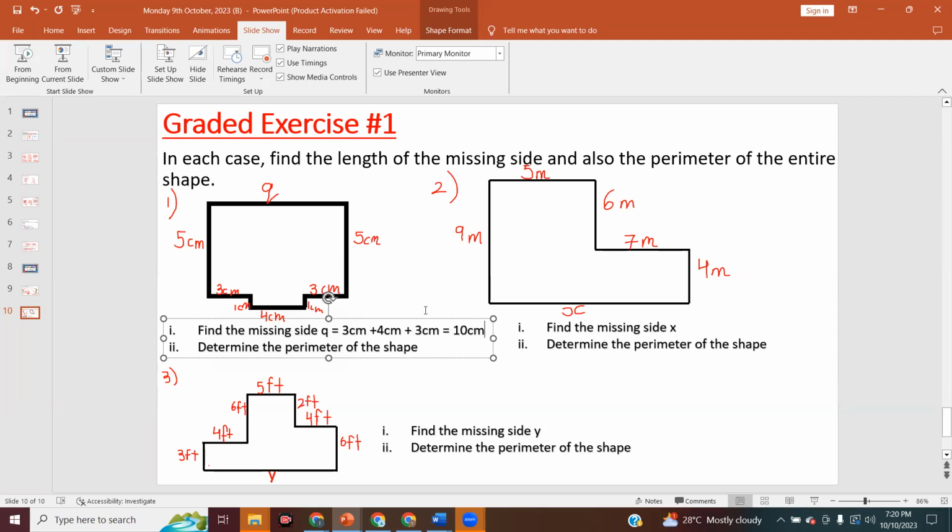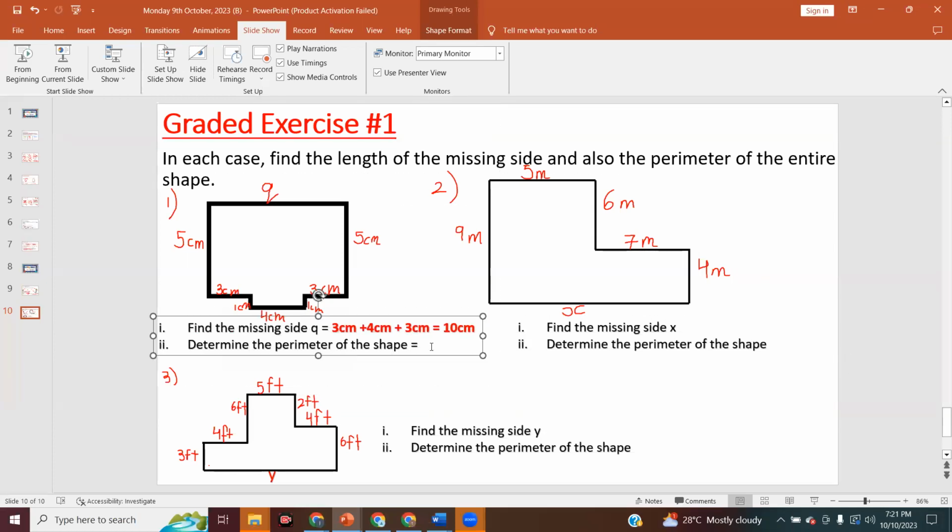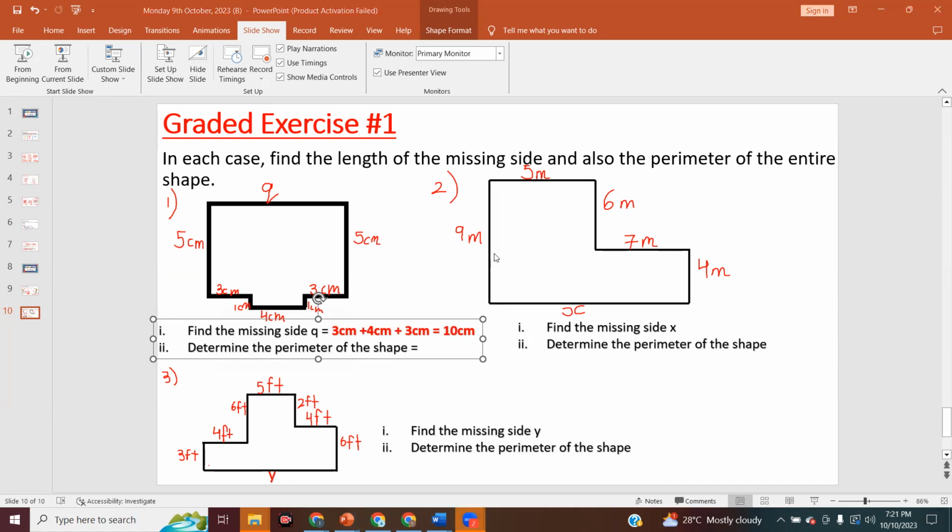How many persons got 10 centimeters for Q? I did. Very good. Got it. Okay, good. 10 centimeters. Now the next one says determine the perimeter of the shape. Put your answer for number 1 I in the chat before I even do it. Let me see you all got it before I even answer it. What is the perimeter of the shape?